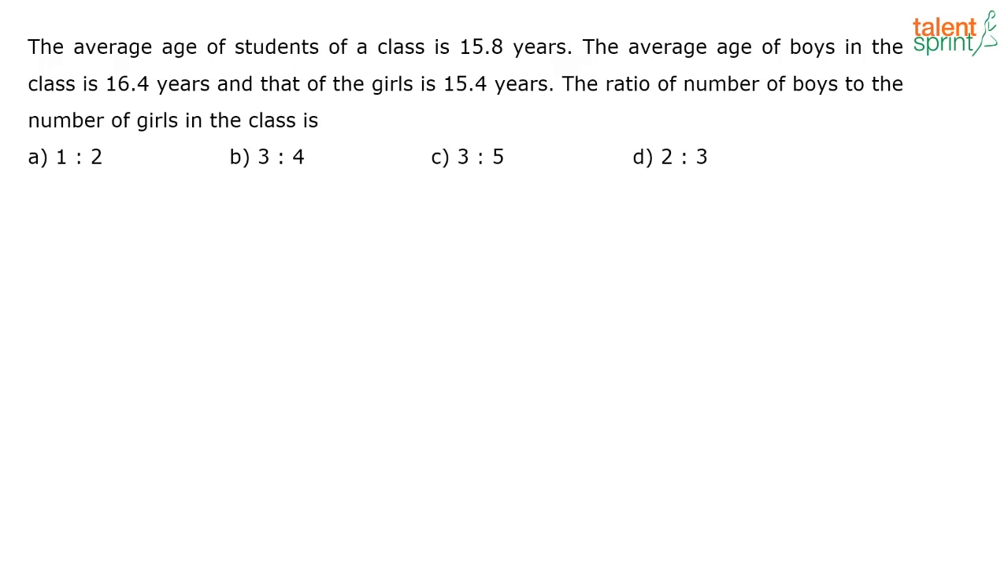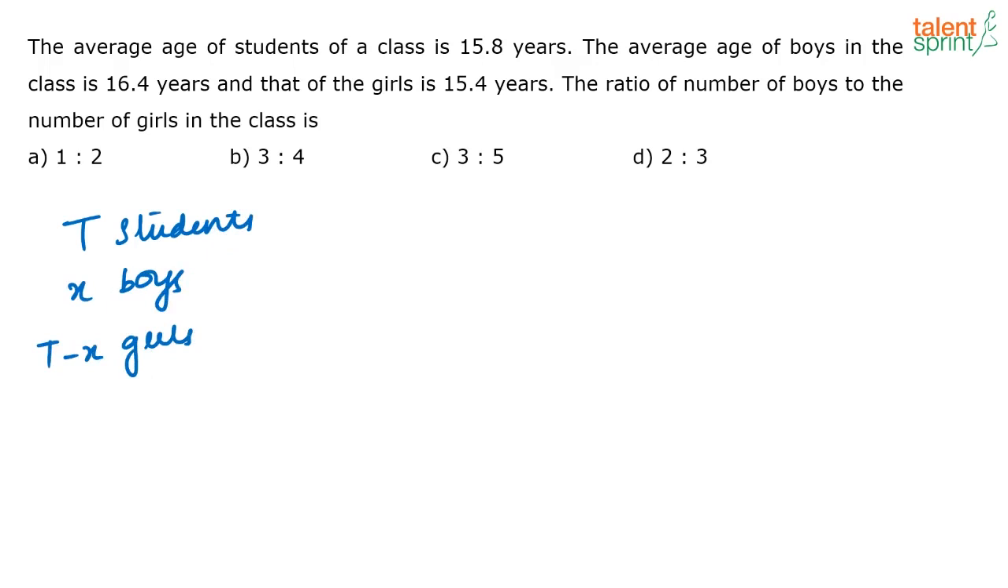See how you approach this question is, if you approach this question using the concept of allegation, it becomes very, very easy. What is the actual conventional way in which you will approach this question? I assume that there are totally T students, out of which I say that X students are boys. If there are X boys, how many girls are there? T minus X girls are there.